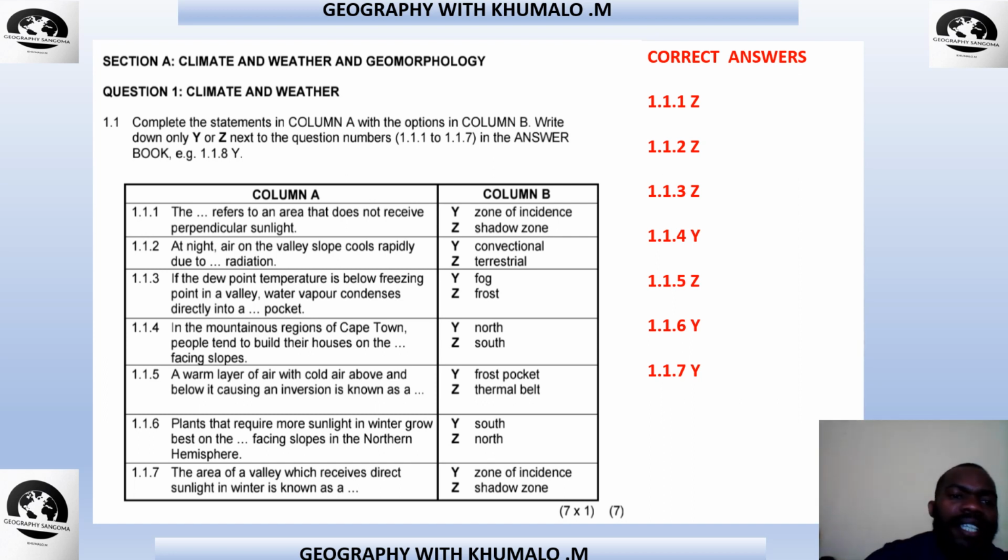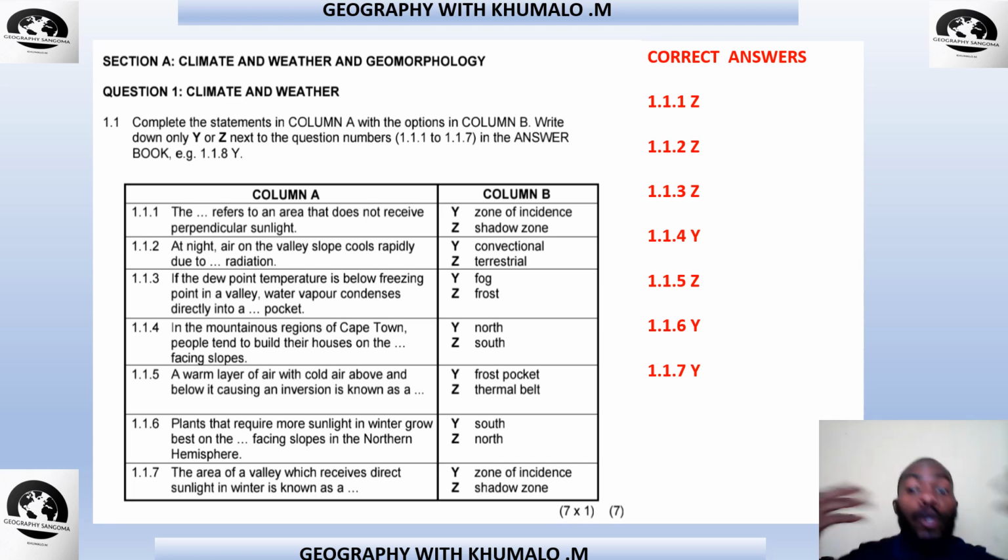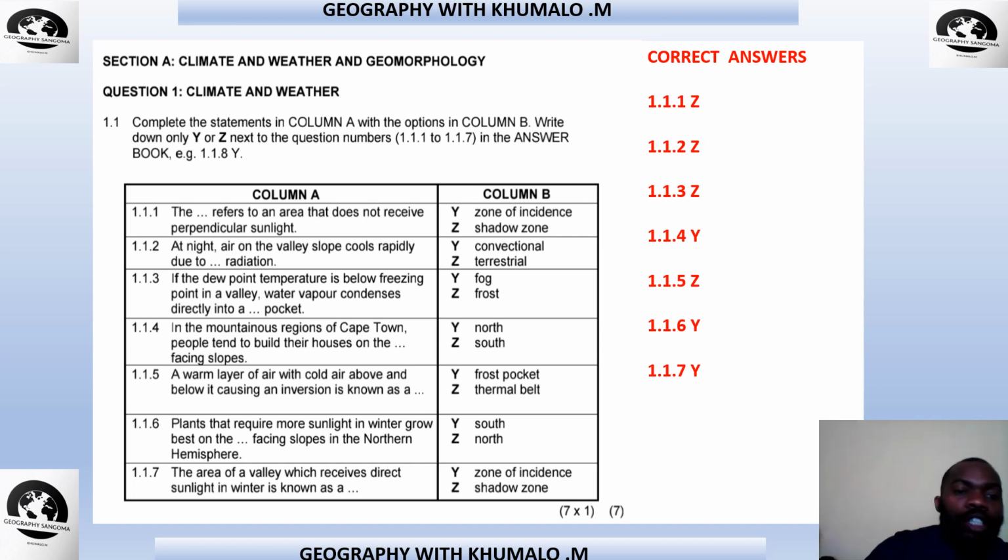So here in question 1.1, it says complete the statement in column A with the options in column B. Write down only Y or Z, not the term, but you write either Y or Z. That was an instruction next to question numbers 1.1.1 to 1.1.7 in the answer book. Then you were given an example that 1.1.8 is Y, to show you how you should put your answers, not to write the full word, but Y or Z. So now let's look at the first question, 1.1.1.